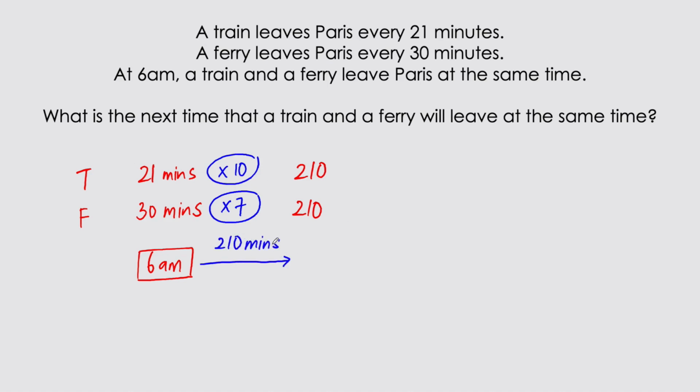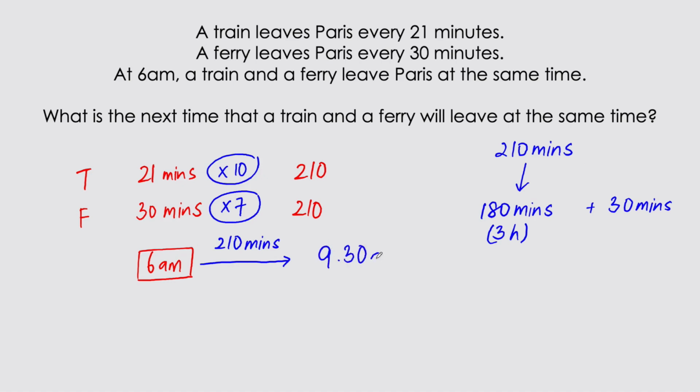So what we're going to do is add 210 minutes to 6 a.m. Now 210 minutes, how many hours is that? 180 minutes is 3 hours, so 210 minutes is actually 3 hours and 30 minutes. So 6 a.m., we're going to fast forward 3 hours and 30 minutes. That would actually give us 9:30 a.m. So the next time that the train and the ferry will leave at the same time is at 9:30 a.m.